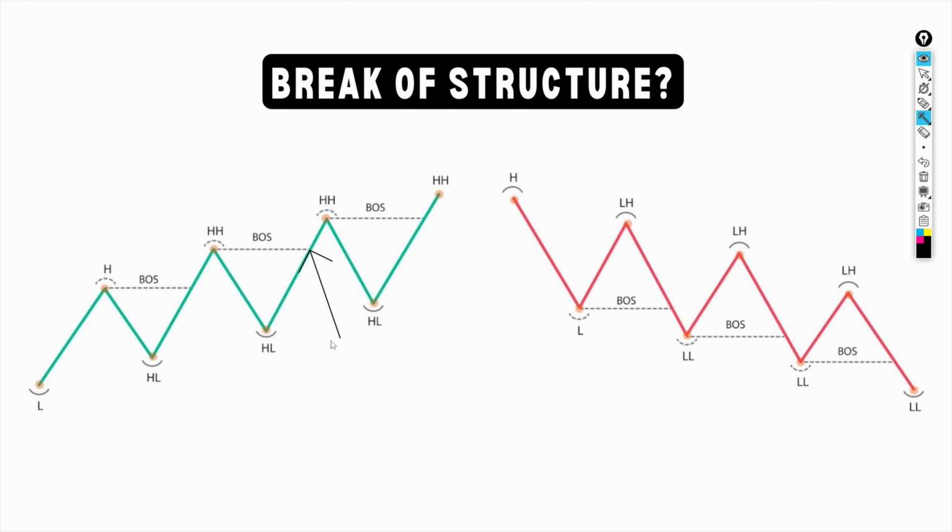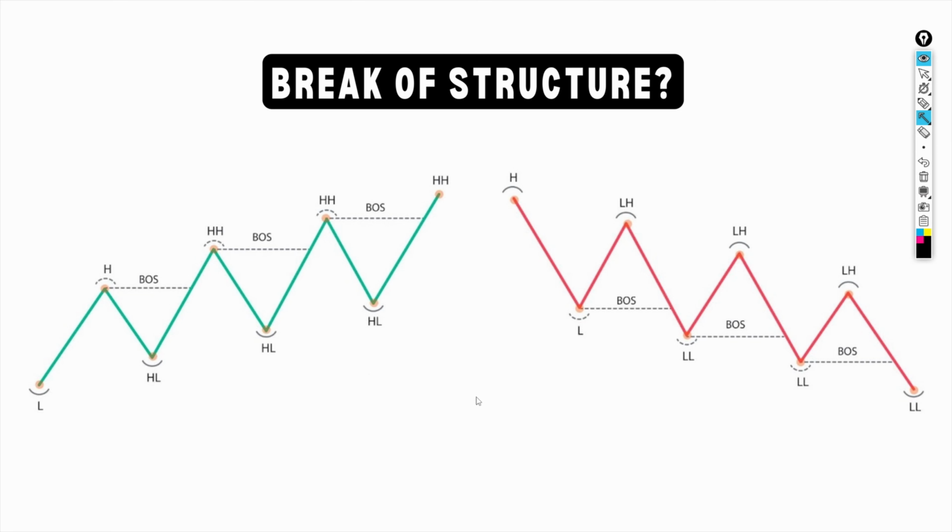Whenever you see in an uptrend market the price creating new highs by breaking the previous high, you will say that this is break of structure. Now similarly, in a downtrend you will see price creating new lows by breaking the previous low, again and again, meaning that this is simply a break of structure because price is breaking the previous low and it's constantly creating new lows.